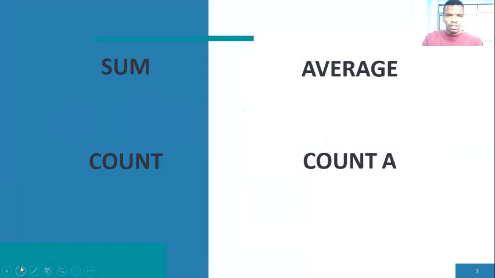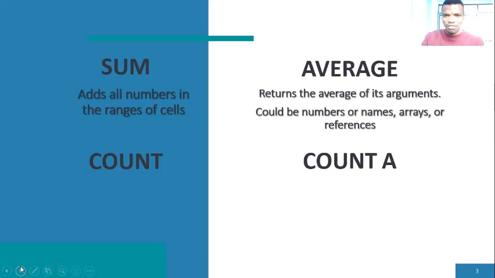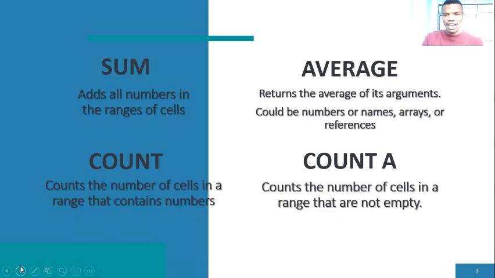Okay, the functions we are going to be focusing on today are sum, average, count, and count A. What is sum? Sum adds all numbers in the range of cells, and average returns the average of its arguments. It could be numbers or names or arrays or references. And count counts the number of cells in a range that contain numbers, just numbers only. Then you can use count. But count A counts the number of cells in a range that are not empty. So anything could be in a cell, not only numbers, then count A.